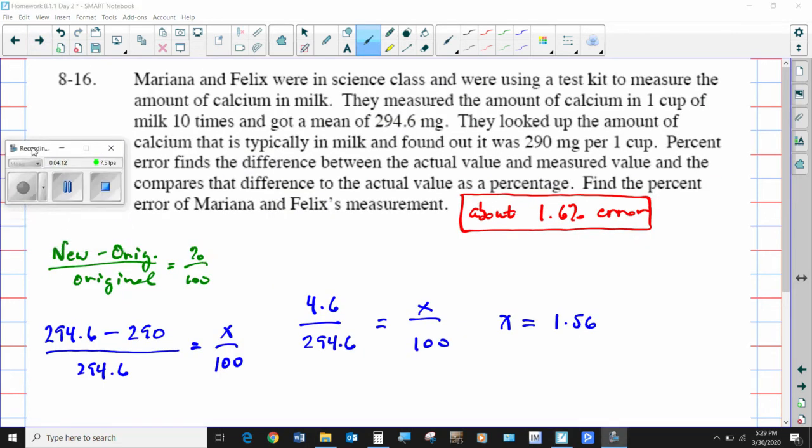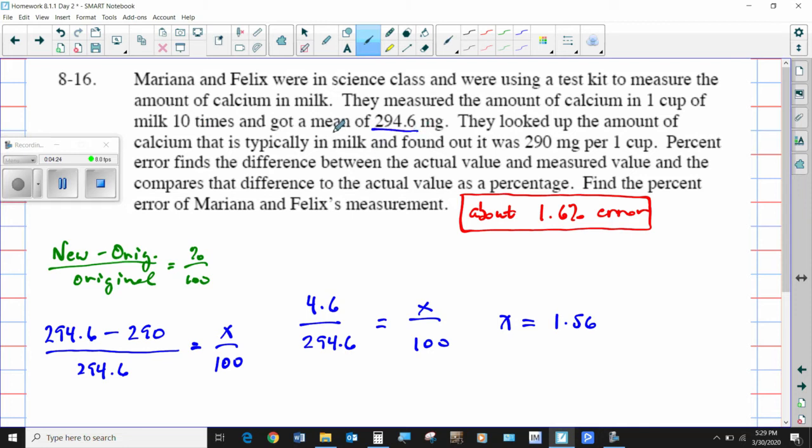Here we've got, what do we have here? Percent change. Mariana and Felix were in science class and were using a test kit to measure the amount of calcium in milk. They measured the amount of calcium in 1 cup of milk 10 times, and this was their average, their mean amount of calcium. They looked up the amount of calcium that is typically in milk and found that it's usually 290 milligrams instead of 294.6 milligrams. So percent error finds the difference between the actual value and the measured value and compares the differences to the actual percentage. Find the percent error for their measurement.